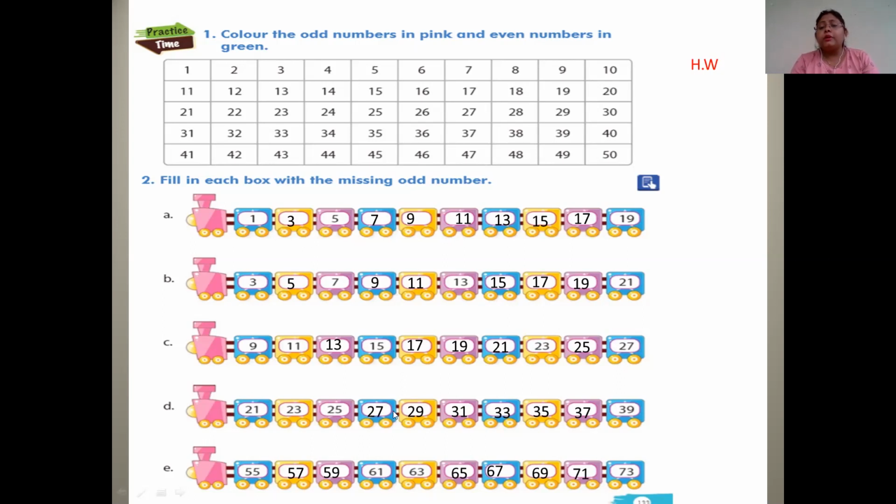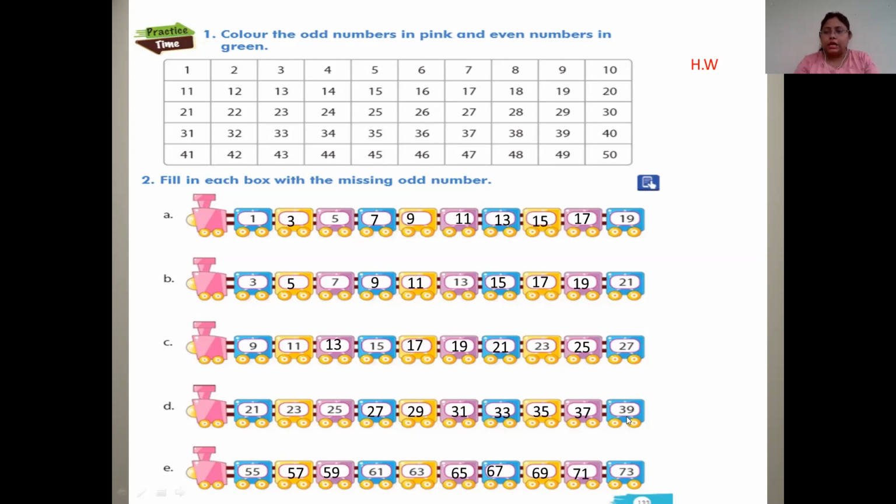So now the next odd number after 27, skip 28. The next number will be 29. So 29 will be the odd number. Now the next one, skip 30. 31 is the odd number. Skip 32. 33 is the odd number. 35, 37 and 39.